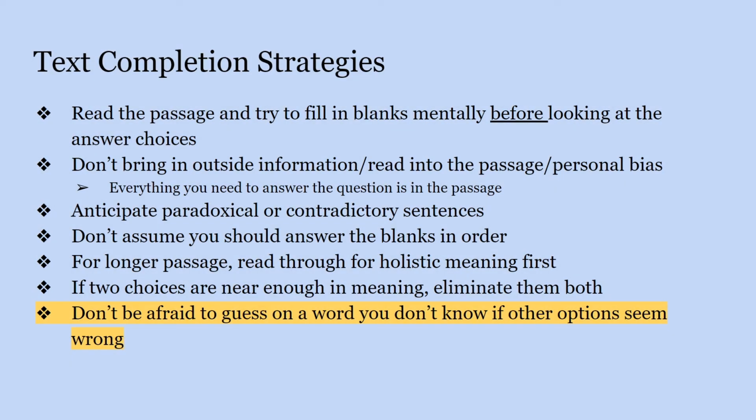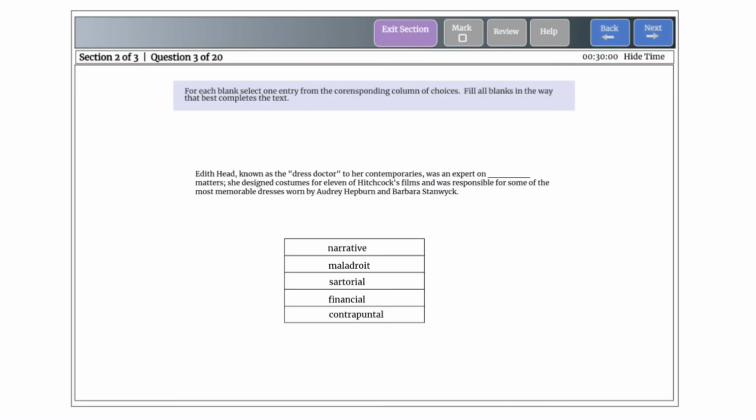The last strategy I want to put forward is that you aren't afraid to guess on a word that you don't know if all the other options seem wrong. So, as you've already seen, and you probably recognize from your own studying, the vocabulary is difficult on this test. And the ETS test makers, they know this, they do this intentionally, and there's going to be questions where you don't know all the words, and you're going to just have to guess. That's the best odds you have for getting a question right. So let's go ahead and look at a situation where this might be the right play. So take a few moments, just a minute or so, to work through this one.